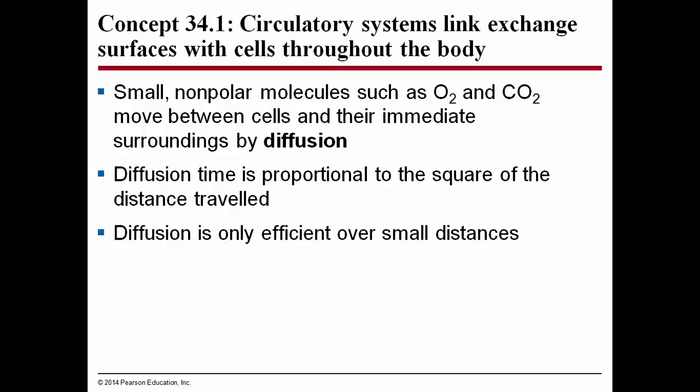Circulatory systems link exchange surfaces with cells throughout the body. Small nonpolar molecules such as oxygen and carbon dioxide move between cells and their immediate surroundings by diffusion. Diffusion is proportional to the square of the distance traveled. Diffusion is only efficient over small distances. So in order for a gas to get to a cell, it has to be really close to that cell. And that's what the capillary beds are really for. The capillaries are tiny little vessels, and they exchange oxygen over those small distances almost directly into the cells.